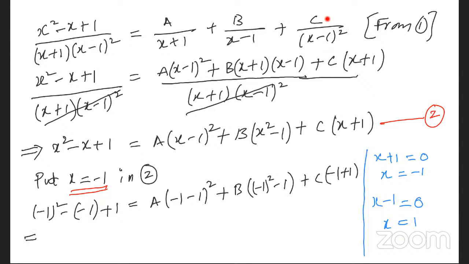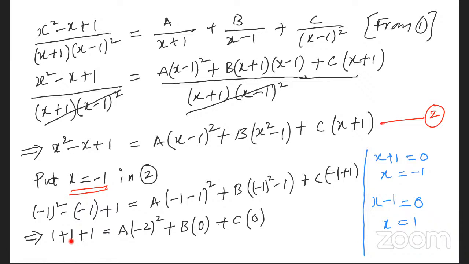So what does this imply? Minus 1 whole square is 1, plus 1 minus of minus 1 is 1, plus 1, is equal to a into minus 2 whole square plus b into 0, 1 minus 1 is 0, plus c into 0. So what are we going to get? We'll try to write this one. 1 plus 1 plus 1, we have 3 on the LHS, and this is 4a. So what do we have?